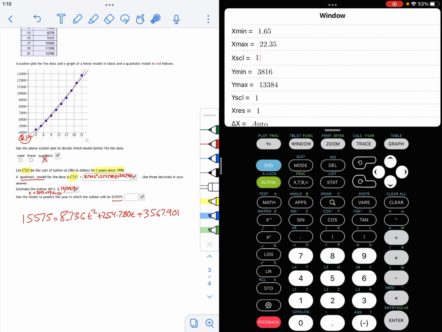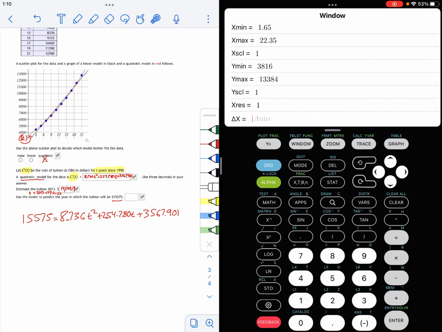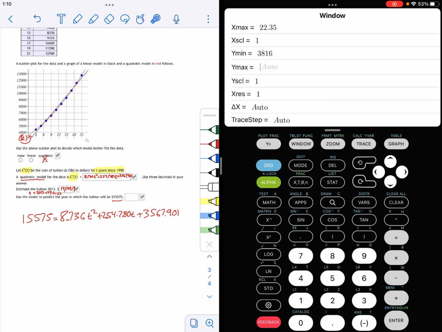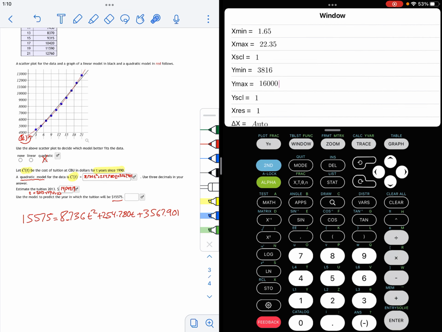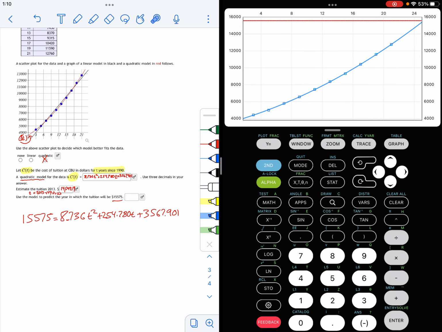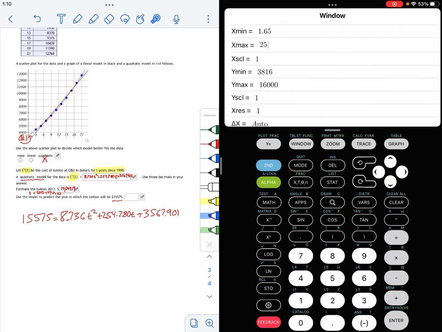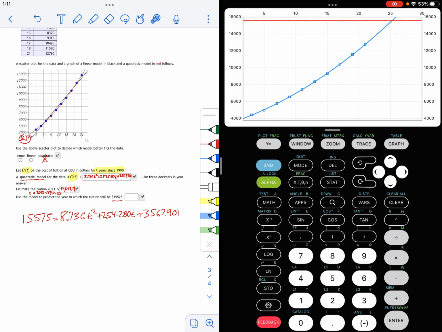If I go to the window, this changes what we're looking at, and we want to change our y max. Let's change that to 16,000 so I can see it. Now notice the red line and the blue line don't cross, so I need to go farther out on my x. Let's go out to 25 years. Ooh, close. Need to go farther out. Let's make this go to 30 years. There you go, we can see where they cross.